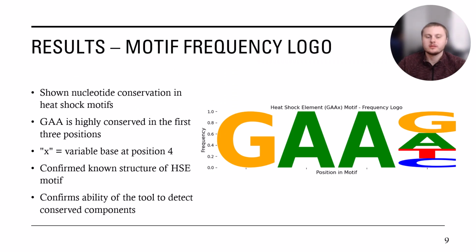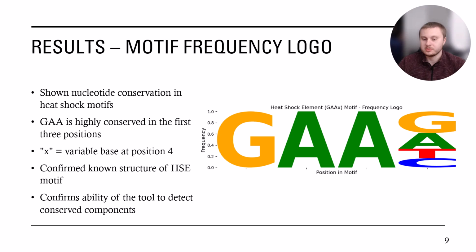So for the results, we first have a motif frequency logo. So this just shows the nucleotides that are conserved in the heat shock motif. So for this figure, in the y-axis, we have frequency, which is just how likely, I suppose, it is that the nucleotide is there. And the x-axis is the position in the motif. So what we have here is nucleotides.